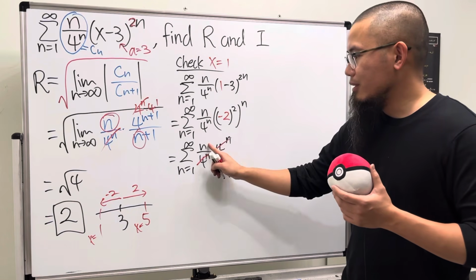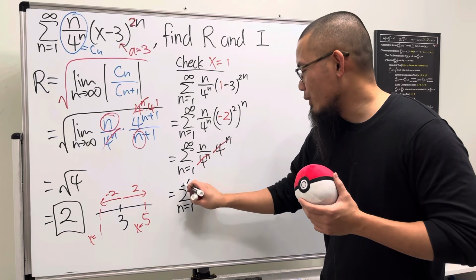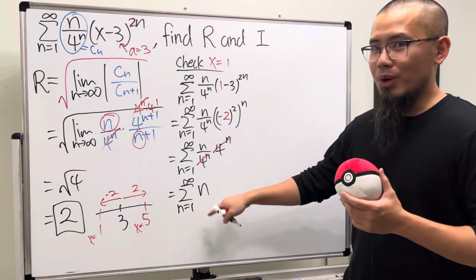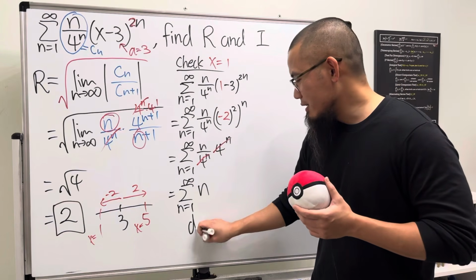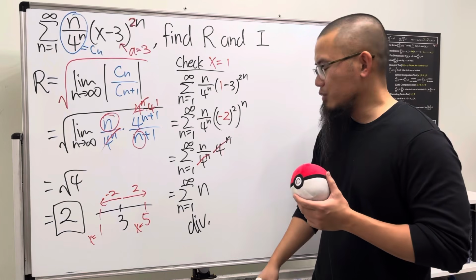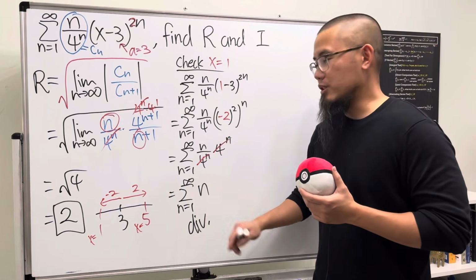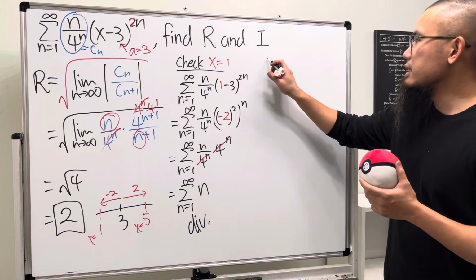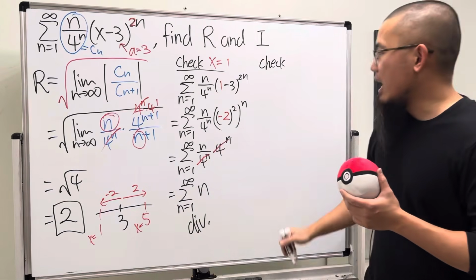Have a look. This is just the sum of all the natural numbers. N goes from 1 to infinity of n. So it's just 1 plus 2 plus 3 and so on, right? So of course this right here diverges. Yeah, because you can use the test for divergence if you like, because this right here does not go to 0. Alright?